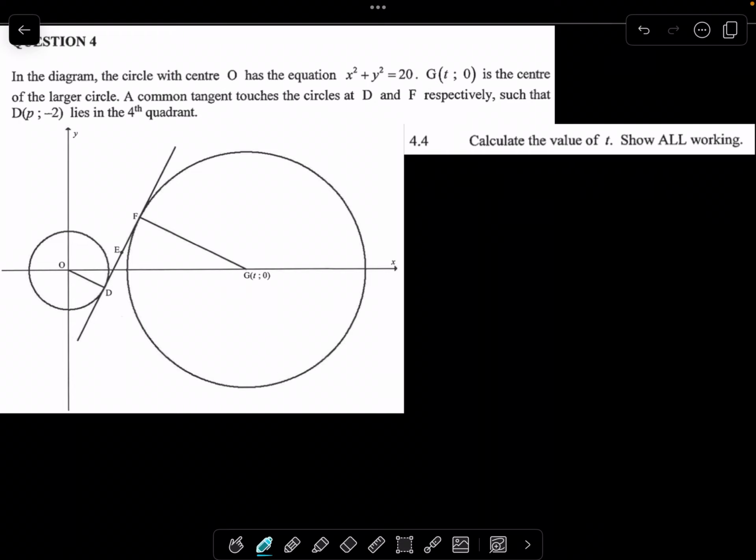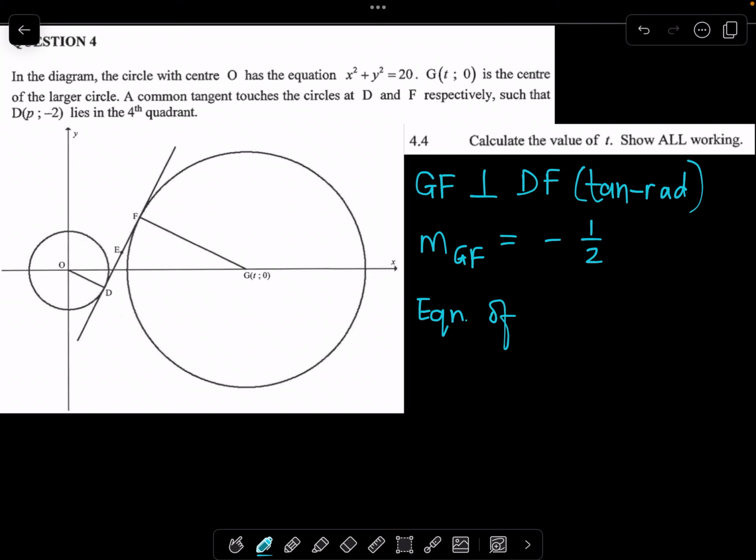Okay, so we know that GF is perpendicular to DF because of tan-rad. And so as a result, the gradient of GF, to be consistent in my naming, is going to be the negated reciprocal of this one's gradient, which we found to be 2. So this one will be negative a half. So the equation of GF will look something like y is equal to minus a half x plus c.